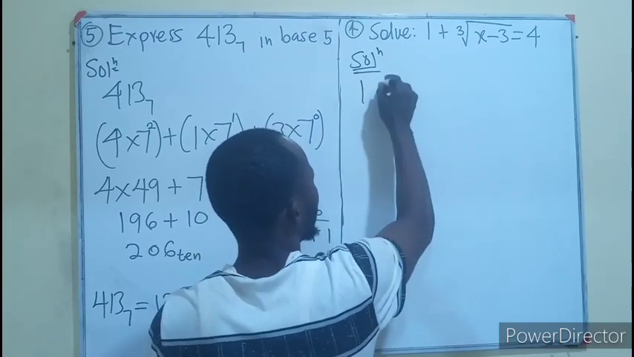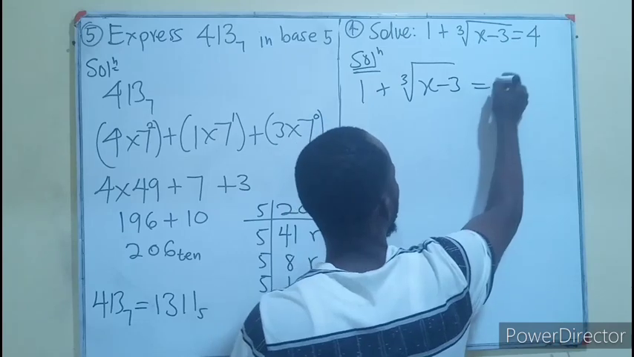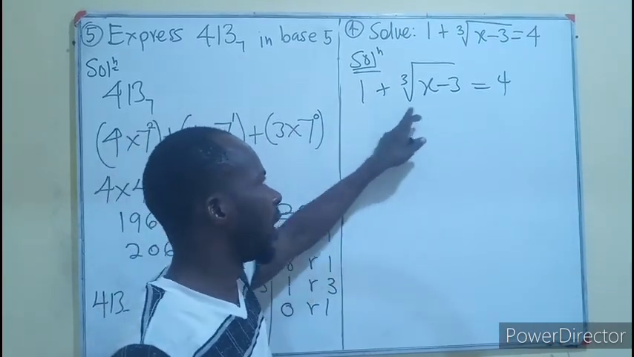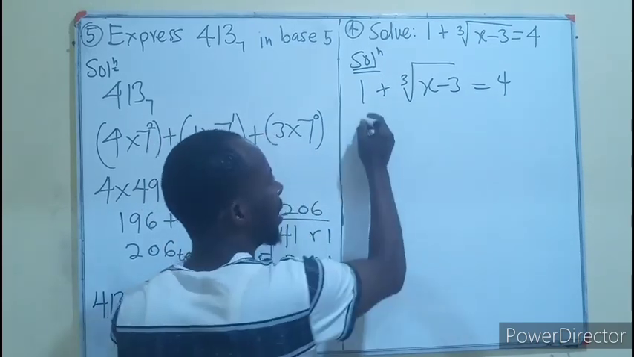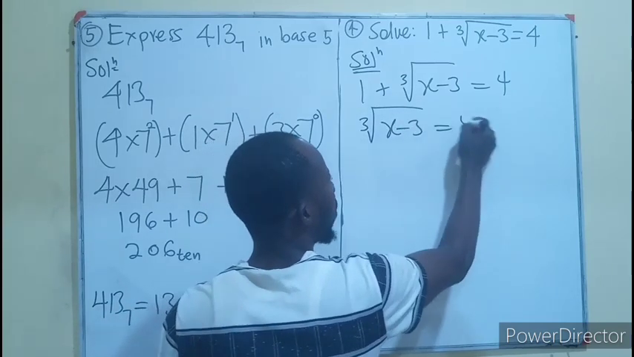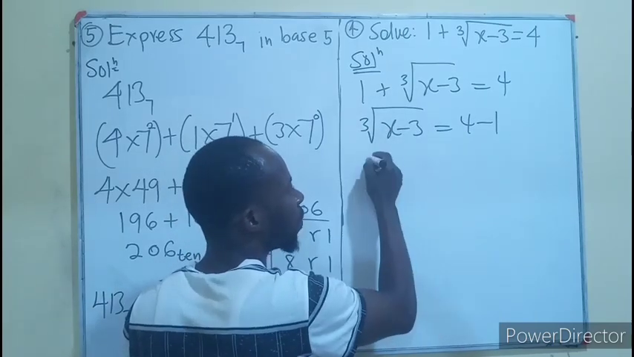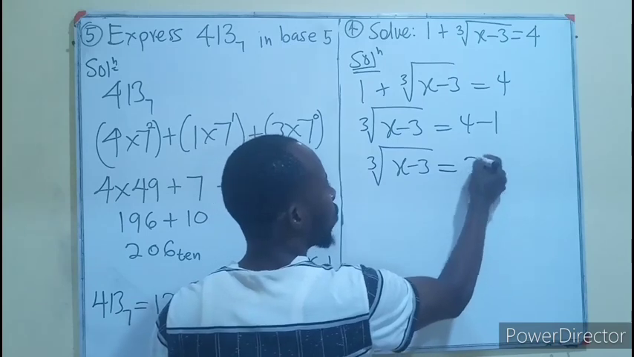This is 1 plus the cube root of x minus 3 equals 4. We can see that the 1 is isolated away from here. So let's group that like term by subtracting 1 from both sides. That gives us the cube root of x minus 3 equals 4 minus 1. Subtracting 1 from both sides. So our cube root of x minus 3 will now be equal to 3.